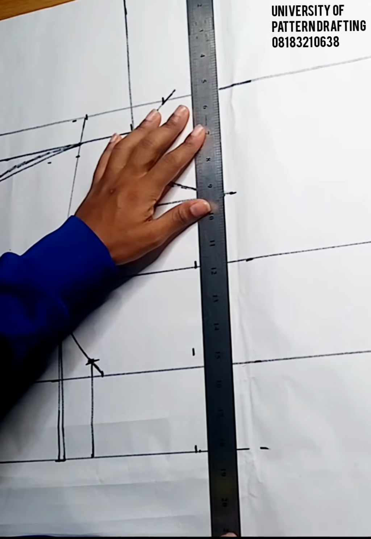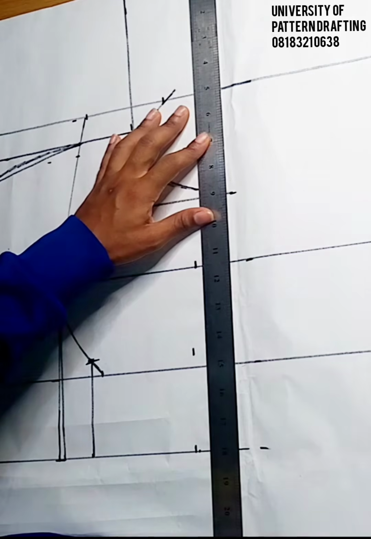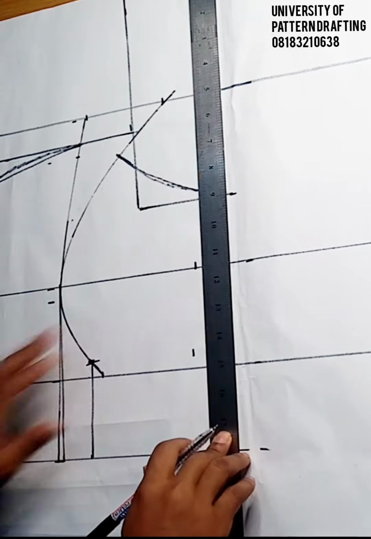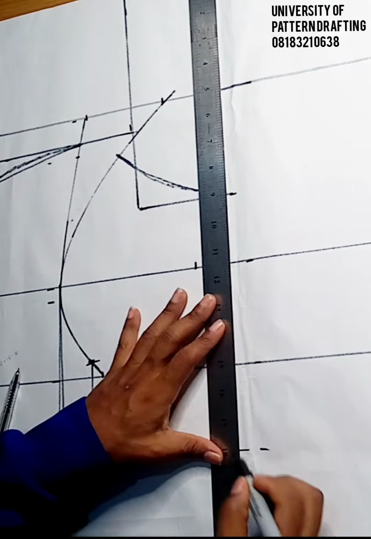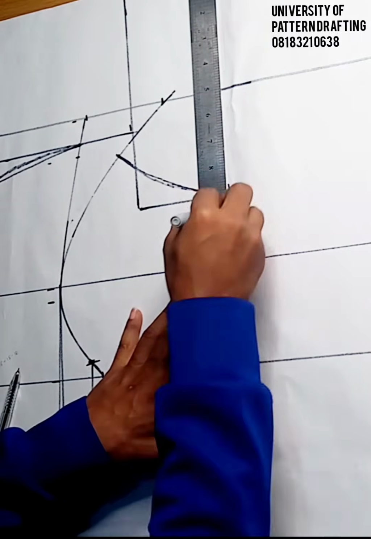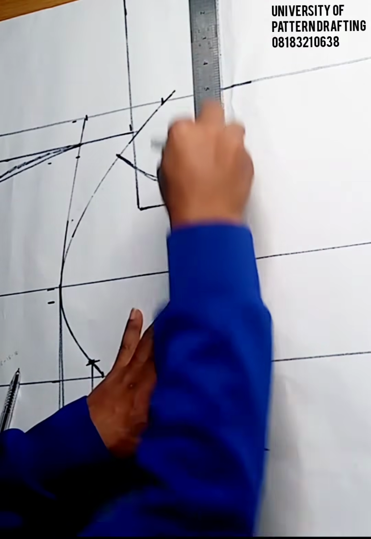Do you understand? So now I'm going ahead to draw the pattern for the back, and this is my center back line that you can see me drawing. I'm drawing my center back line here.